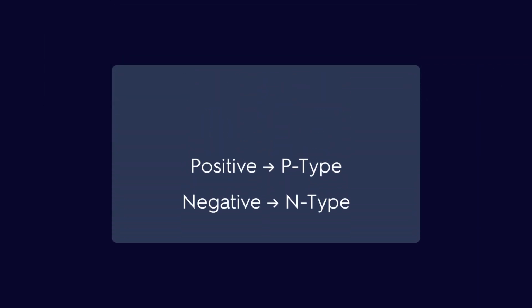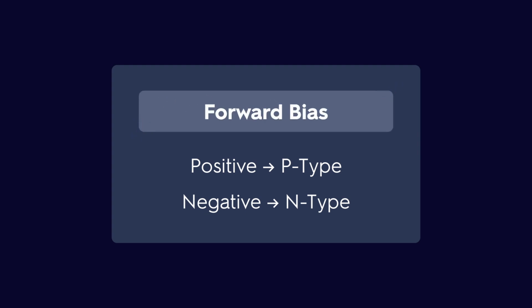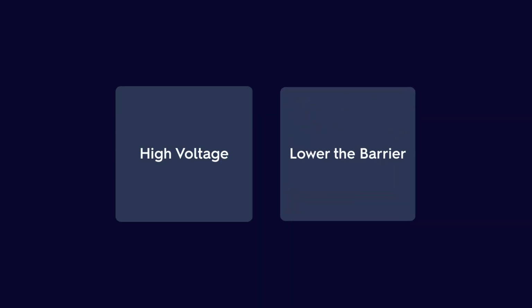This specific battery connection has a name. Connecting positive to P-type and negative to N-type is called forward bias. In forward bias, a PN junction conducts heavily once the applied voltage is high enough to significantly lower the barrier.